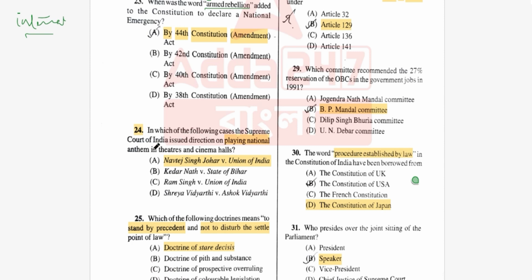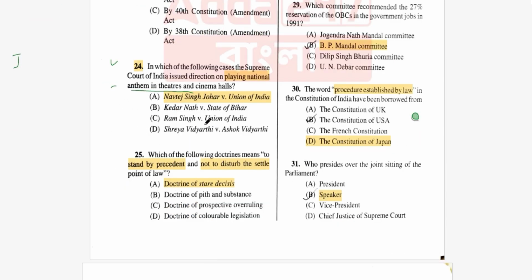Now in which of the following cases did the Supreme Court of India issue direction on playing the national anthem in theaters and cinema halls? So this is the Navtej Singh Johar versus Union of India case. Some say this is an overreach of jurisprudence, because the Supreme Court is not playing its part in delivery of justice, rather it is imposing it. Whatever it is, the national anthem is very dear to every Indian, and it is played before a film in a cinema hall. So this is the Navtej Singh Johar versus Union of India case, and this is an important case. That time it was in current affairs. That is why this question came.